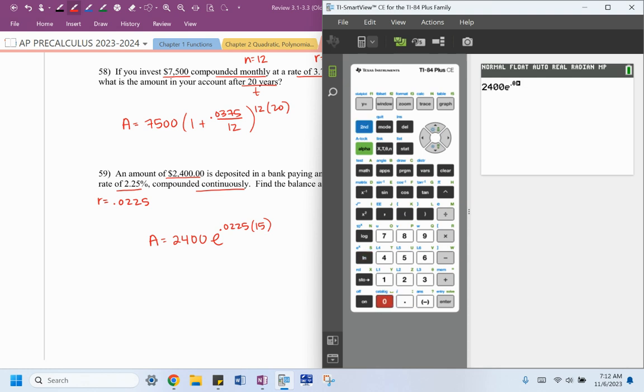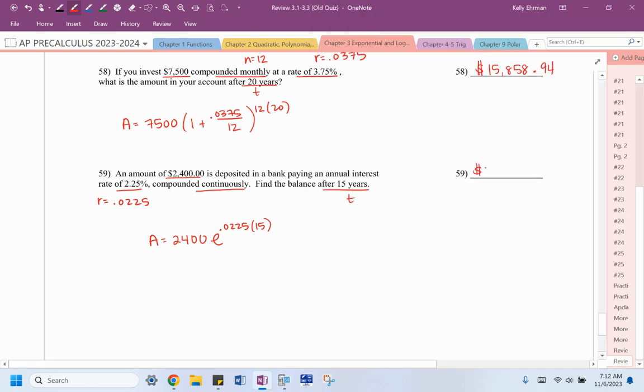So I'm just typing this in and making sure I'm doing it carefully. 3,363.46. So 3,363.46. Did I say that right? Yes. Again, make sure you label with a dollar sign.